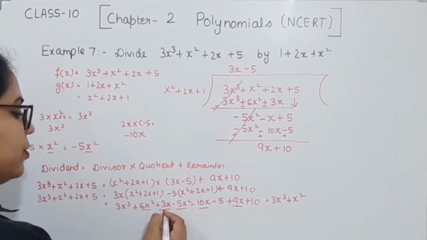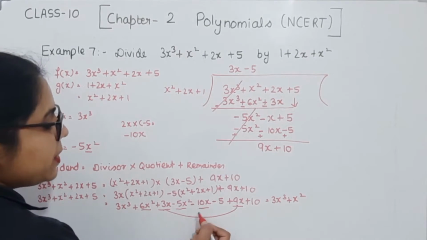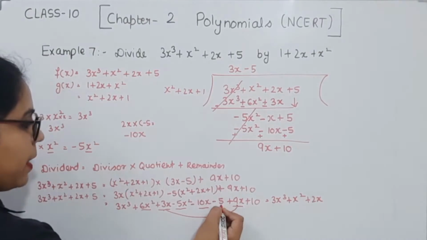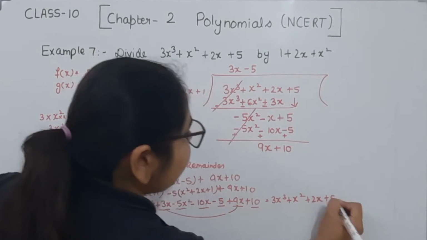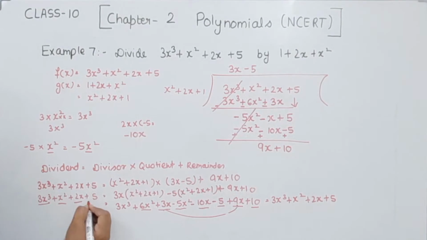Now 9 and 3 are the positive ones, so 9 and 3 make 12, and this one is minus 10, so plus minus minus will have 2x. Now minus 5 and plus 10, plus minus minus will have 5. So we have 3x cube plus x square plus 2x plus 5.